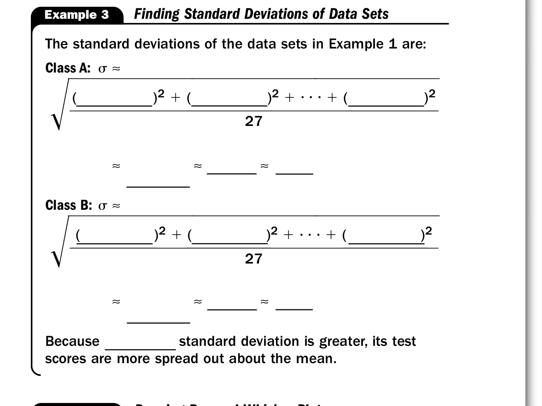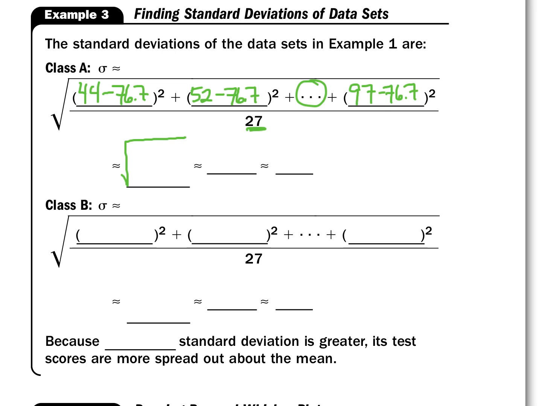Example 3. Okay, we have finding the standard deviation of a data set. For class A, our first term was 44, so we do 44 minus our average of 76.7, squared, plus 52 minus 76.7, squared, plus all of those other terms. We have 27 of them to do, so this is going to be fun. And then 97 minus 76.7, squared. We have to add up all of those numbers, divide by 27, and then take the square root of all of that.